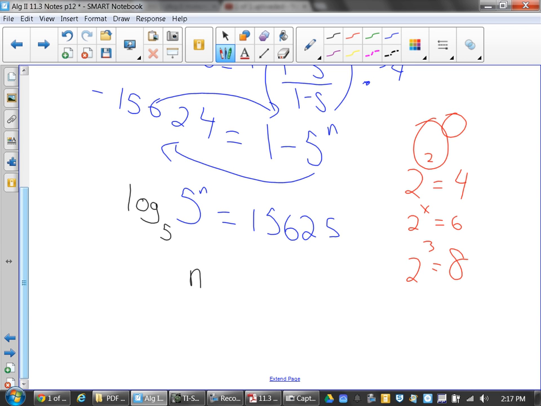What happens here is that this is an undoing process. To undo something, you use that same base. So if I log base 5 on one side, what do I have to do to the other side to make it happen? Log base 5. Now, in your calculator, there's a button.